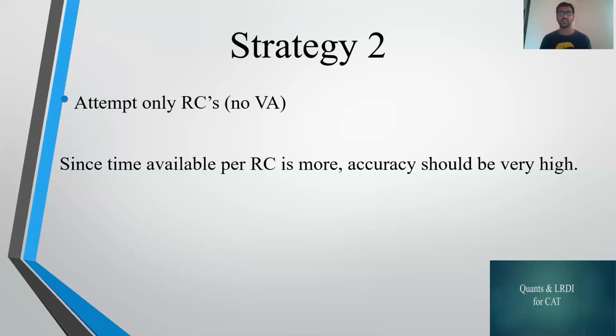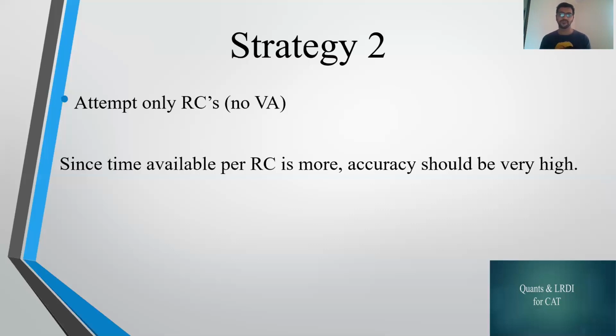And like the previous strategy, you have to solve each and every RC in the exam, each and every RC which is appearing in the section. You can't leave any RCs, because if you are leaving RCs and adopting this strategy, and you are not solving the verbal ability part, you are just losing the marks yourself. So you have to attempt all the RCs, and accuracy should be high. If you feel that your accuracy is more in RCs than in the verbal ability part, then you can try this strategy out in some of your mocks.